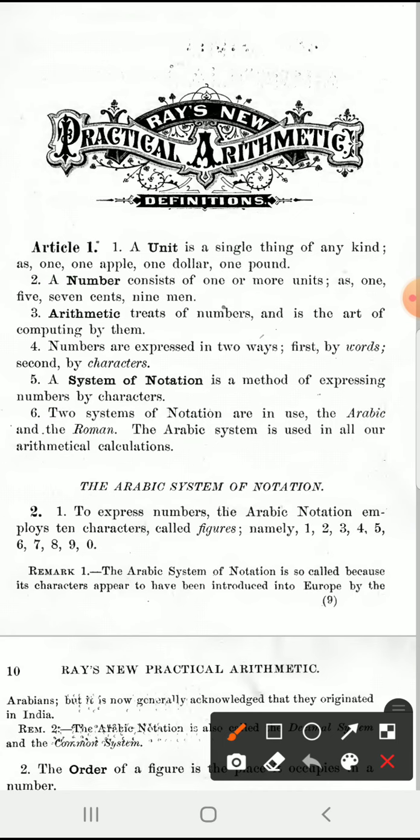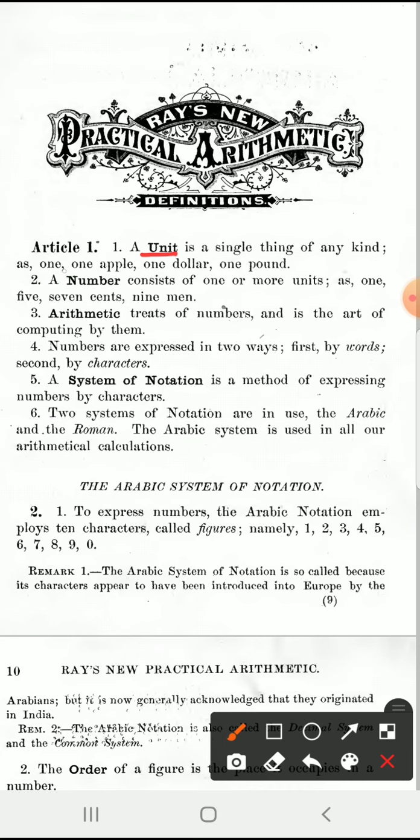Let's begin the study. Article number 1, point number 1. We have the definition of a unit. A unit is a single thing of any kind. Anything that you can call one is a unit. 1 inch, 1 pound, $1, 1 person.